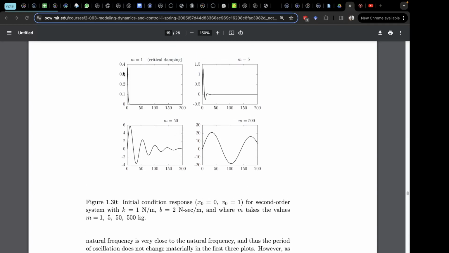So first is critical damping, all right. Second, in the second case there are some oscillations and then they die down. In the third case there are even more oscillations. However, interestingly, in the fourth case the amplitude is more, which makes sense, but the frequency is less. Okay.